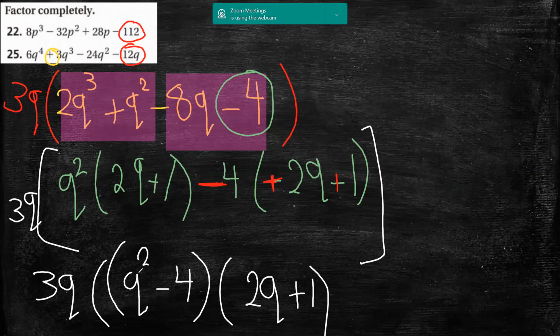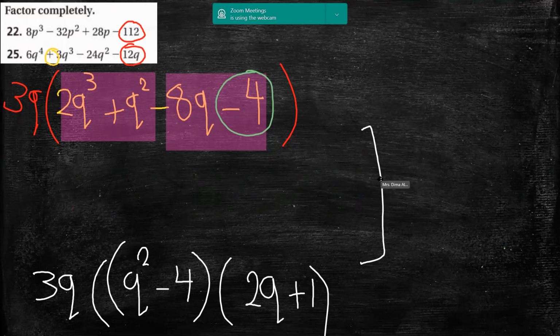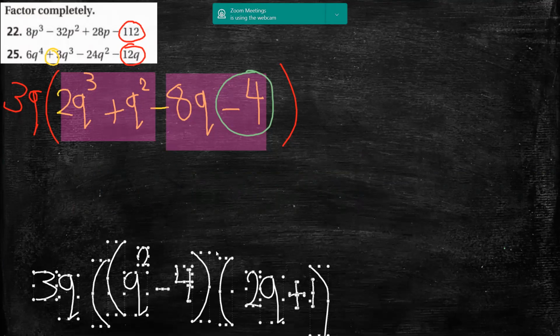Look at q squared minus 4. Is it a difference of squares? Yes, so we can factorize them. So we can factorize them now as, I will clear here because I need a space. It's going to be q minus 2. Wait, yes, let's put them here up.